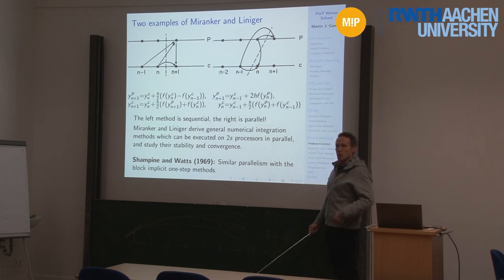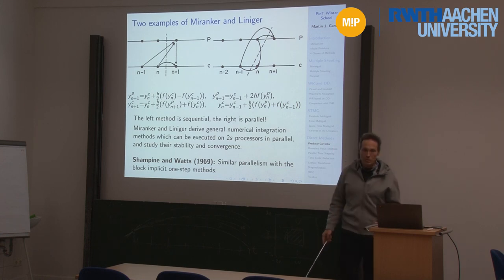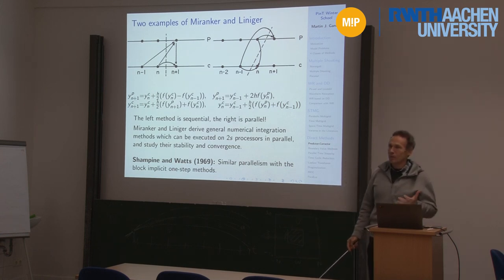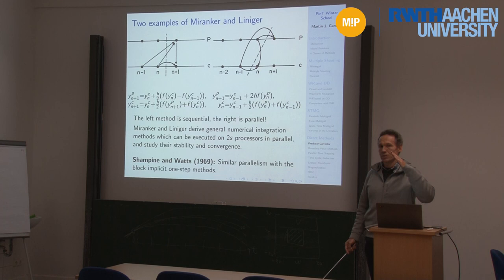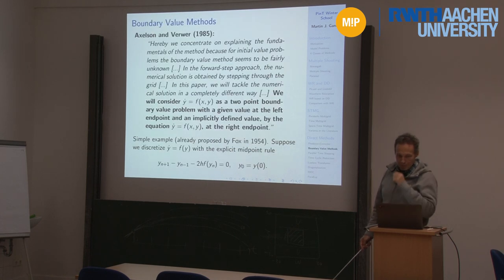You cannot get a million processors going on this. There's no way. But 2, 4, 8, these are good methods. Very, very good methods. And there are similar methods here. These are the block implicit one-step methods. And in the book of Hairer and Wanner, they have a whole family of these methods as well. So this is a way to do direct time parallelization. There's no iteration. It's just, instead of going like this, it goes like this. It's a very, very clever idea.